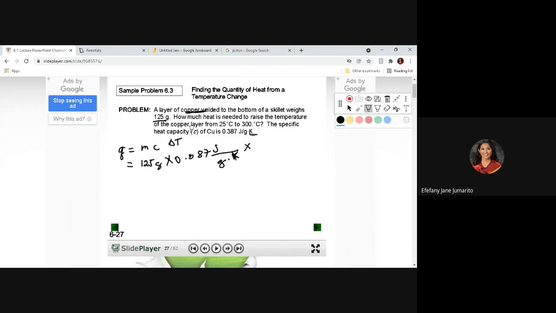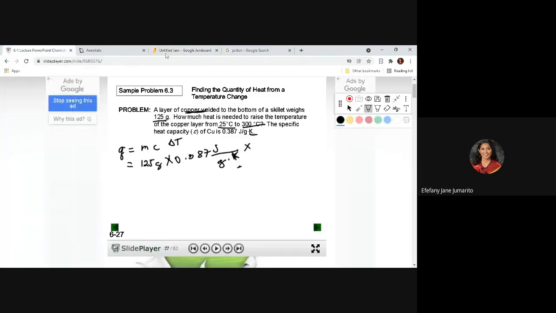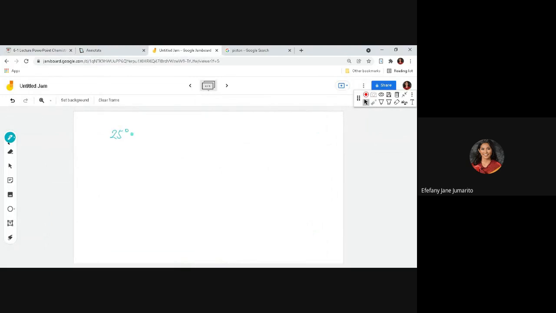And then, what about the temperature? It's from 25 degrees Celsius to 300 degrees Celsius. Now, because the specific heat is in Kelvin, not Celsius, we will have to convert degrees Celsius to Kelvin. So if we have 25 degrees Celsius to Kelvin, how do we do that?